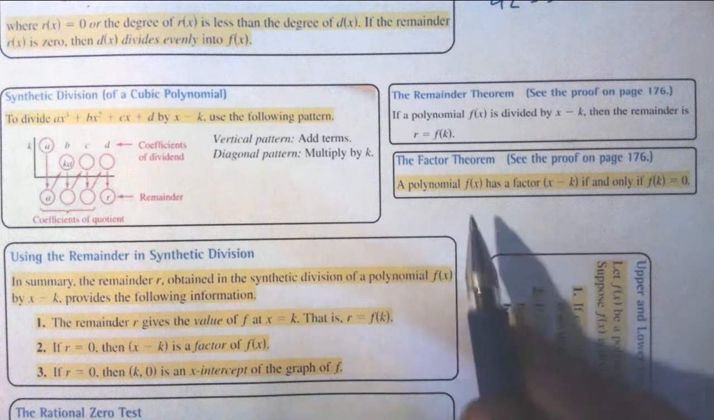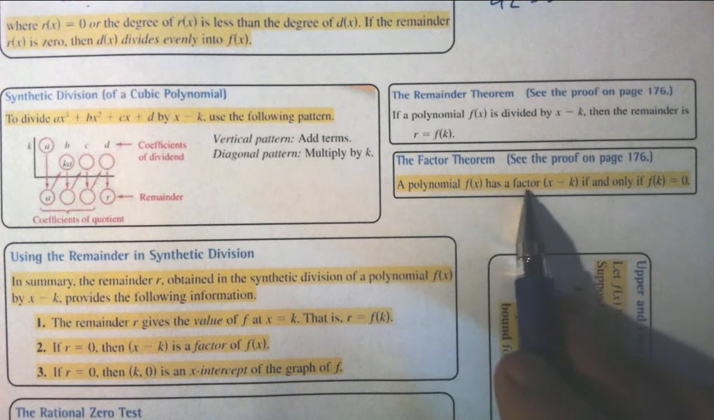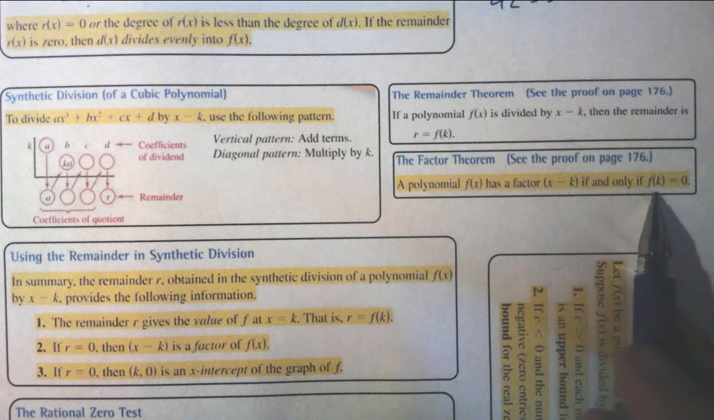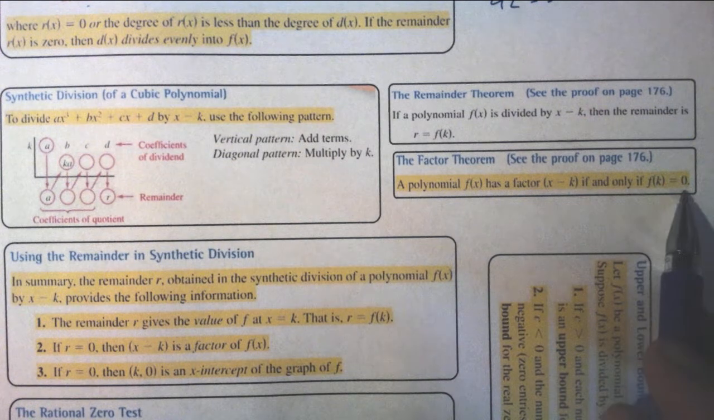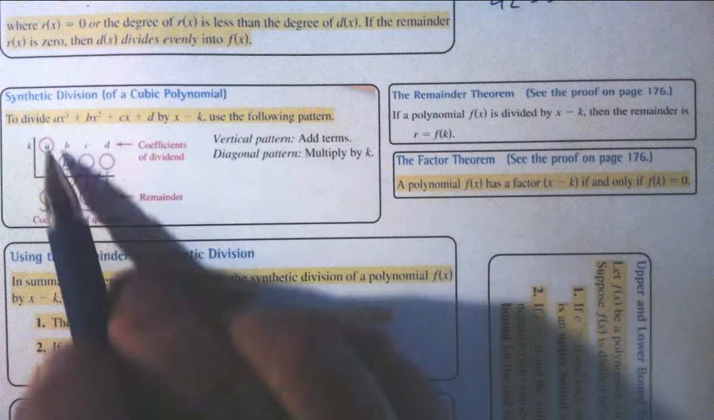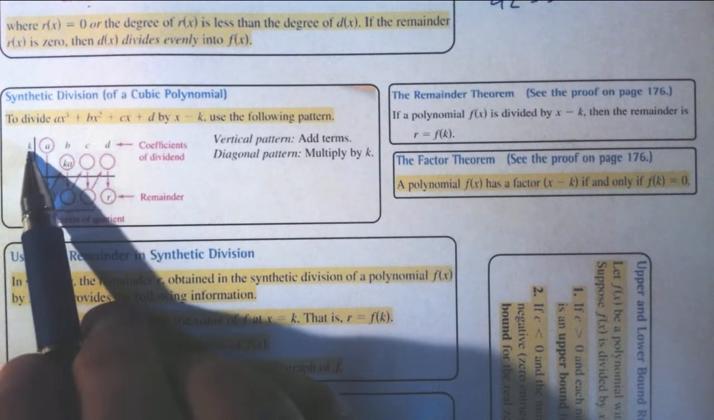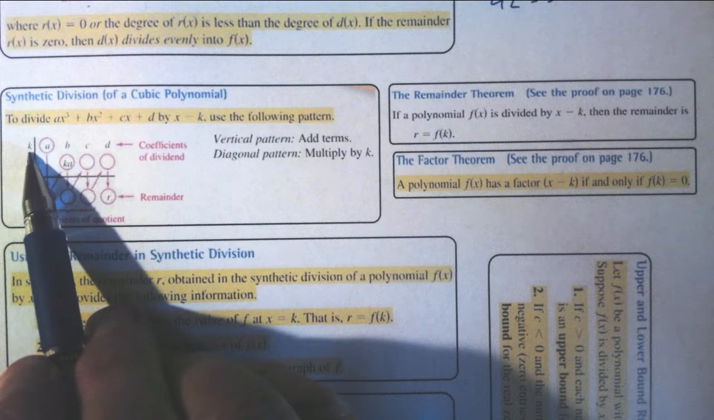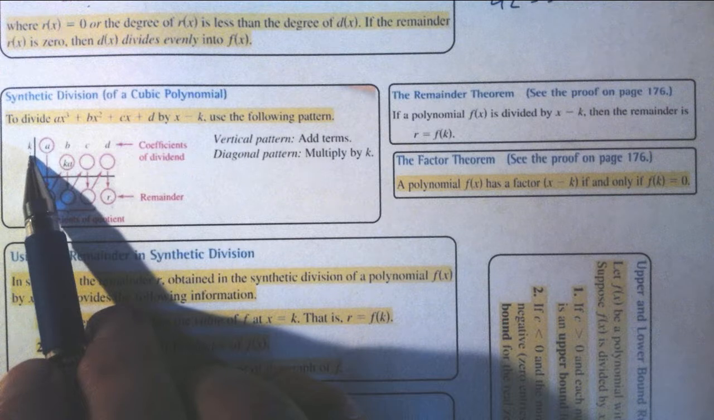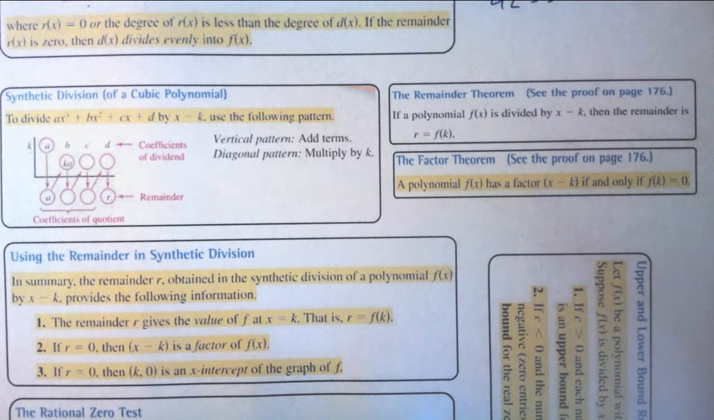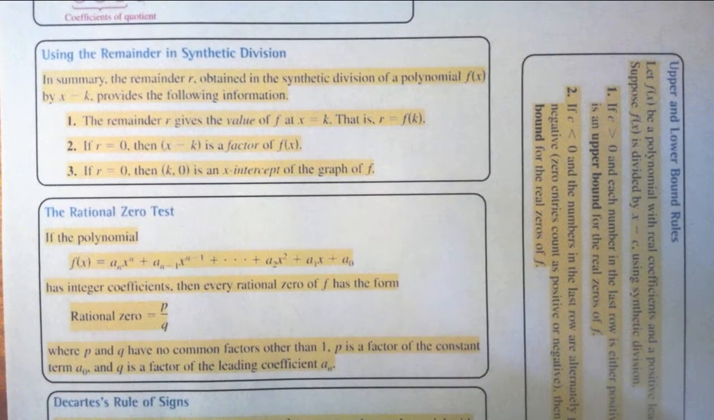Okay, factor theorem. A polynomial f of x has a factor of x minus k, and this one is important for us, if and only if f of k equals 0. In other words, if we end up with a 0 when we go through this whole process, then that k value is a 0. Like I said, when I put in 7, it turns into 0. 7 is a 0. 7 is an intercept. x minus 7 is a factor, and you'll see that in action. So this kind of reiterates what I was just talking about.